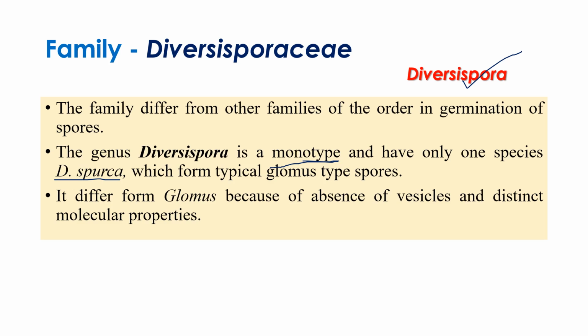And the main difference between Diversisporaceae and Glomerales, or glomus type, is that in glomus, vesicles and arbuscules both are produced, not all the time, sometimes. But when it comes to Diversisporaceae, arbuscules are produced, but vesicles are completely absent. This is one of the important features.